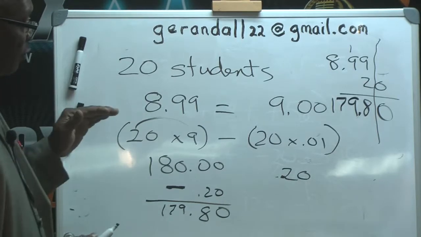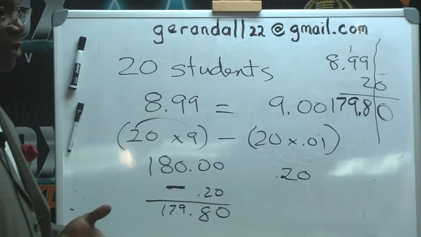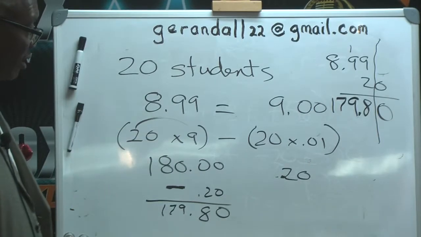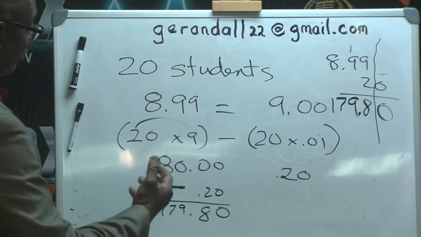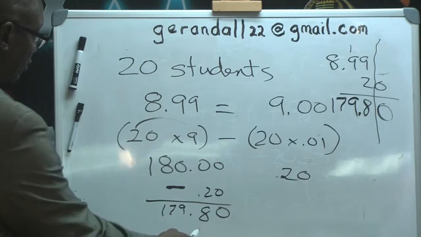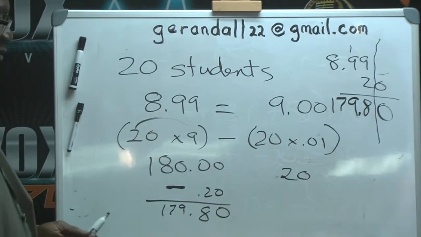Now again, we read a problem. Again, we have to understand what it is that we are looking for. And in this case, we figured out how much it would cost 20 students to go into the Smithsonian and see that movie.